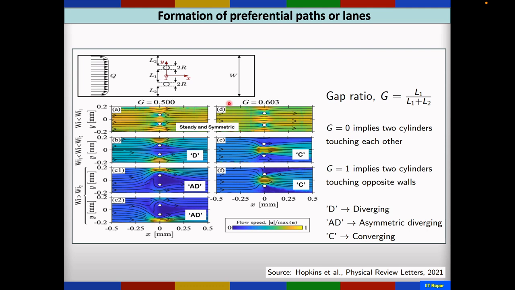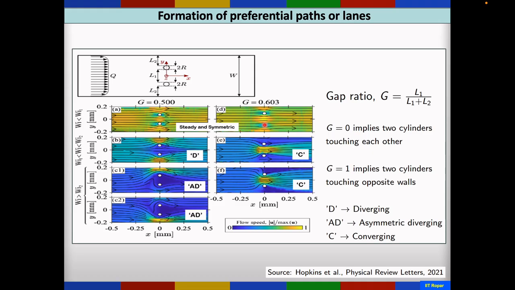Now when they increase the gap ratio a little bit, to 0.603, you can see that at low flow strength again the fluid is passing through all the paths that are available. But when they increase the flow strength a little bit, the fluid is passing mainly through the path that is available between the two micropillars. This is termed the converging state. So they proposed that this could be the starting point for the formation of those preferential paths that Muller et al. actually observed in that three-dimensional model porous media.